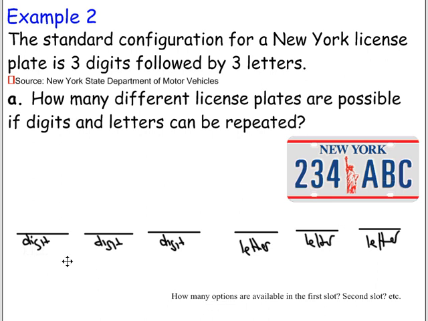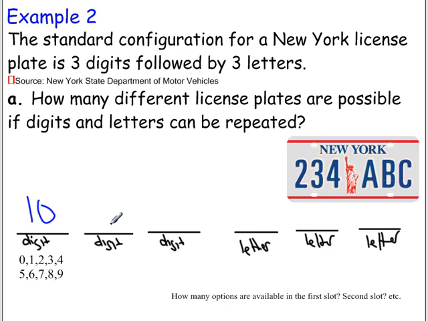Okay, so ask yourself, how many options are available in the first slot? Well, it has to be a digit, a single digit. How many single digits are available? Well, it could be 0, 1, 2, 3, 4, 5, 6, 7, 8, 9. So that's a total of 10 digits. If you don't believe me, count them again.